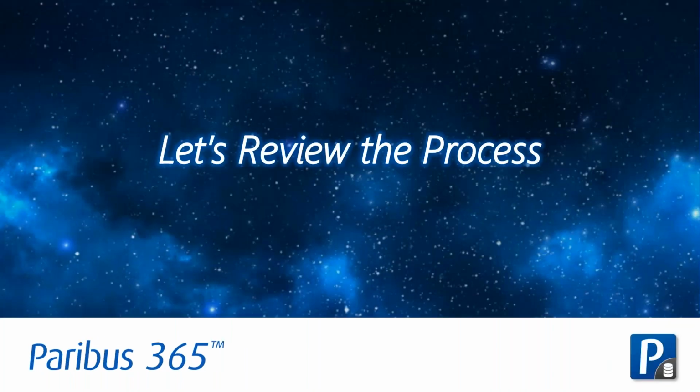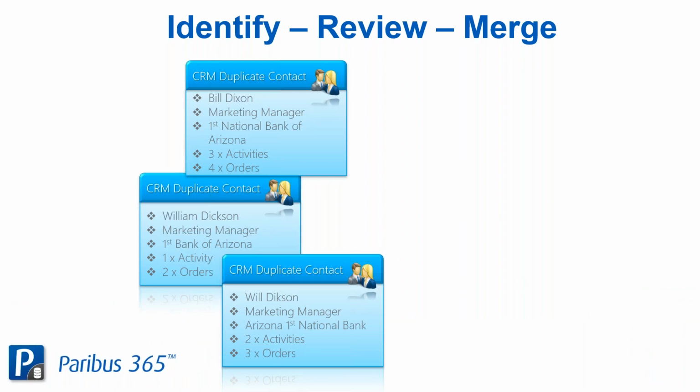All right, so let's review how the process generally works. There's really three parts to this product. First, the identification of potential duplicates, then we'll allow you to review them, and then of course the merge. First off, we'll run what's called a match session to find potential duplicate contacts. And Paribus may come back and say, hey, I've got three variations of a Bill Dixon. We can see that the name spellings are different in each of these, even the account, but depending on how you have the similarity threshold set, it will come back and say, hey, I think these are duplicates, okay?